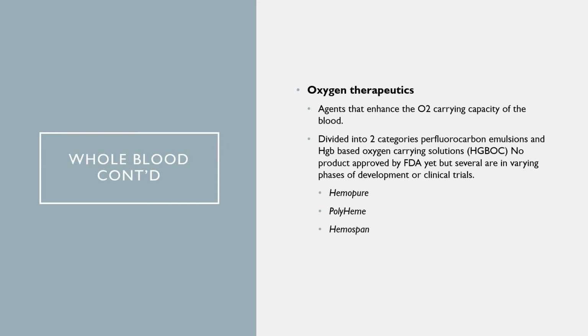Okay, then we have oxygen therapeutics. These are agents that enhance the oxygen carrying capacity of the blood, and they're divided into two categories, perfluorocarbon emulsions and hemoglobin-based oxygen carrying solutions, or HBOC. No products of these have been approved by the FDA yet, but several are in varying phases of development or clinical trials. And those are HemoPure, PolyHeme, and HemoSpan. There is a little write-up on each of those in your book that I'd like you to go through, but we won't go through them here.